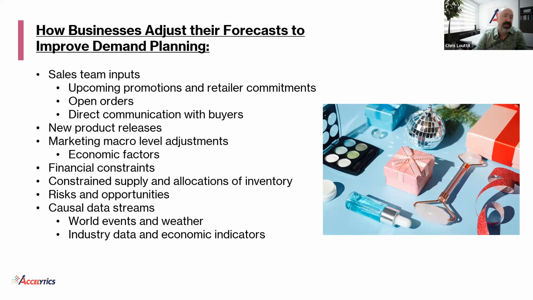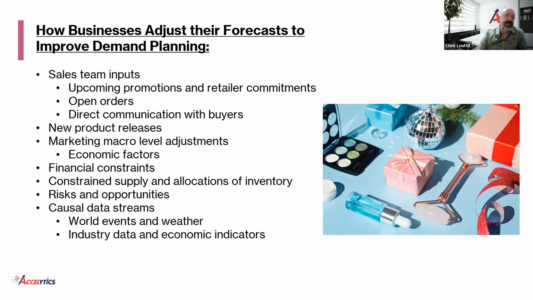And then there's also causal data streams, which help to have an effect on what the forecast is reading into the future. Those are things like world events, weather, industry data, economic indicators. We've had some customers deploy the consumer price index, for example, as a causal stream to improve forecast performance.